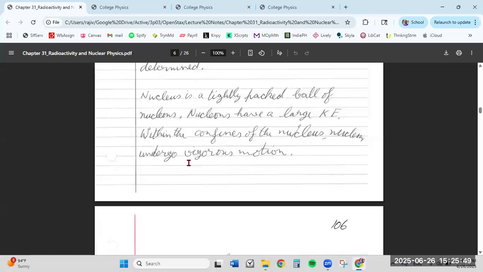The nucleus of an atom is a tightly packed ball of nucleons. And in that nucleus, nucleons have a large kinetic energy within the confines of the nucleus. So as long as all the nucleons are confined inside the nucleus, they have a huge amount of kinetic energy. They're undergoing vigorous motion.